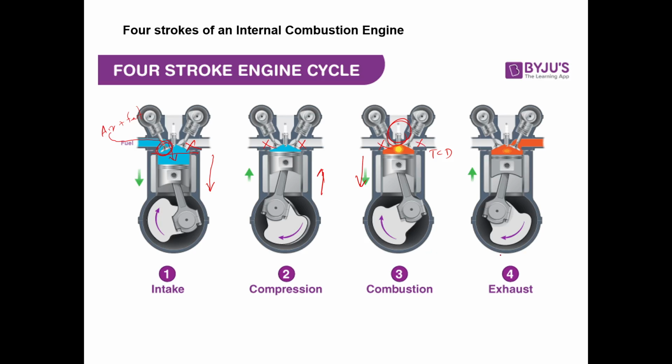Then you have the exhaust stroke after the power stroke. The exhaust valve opens, this one is closed. Then you are pushing the piston upward, where all the flue gas exhaust will be directed to the silencer, or the exhaust port. We call it the exhaust stroke. So these are the 4 strokes.